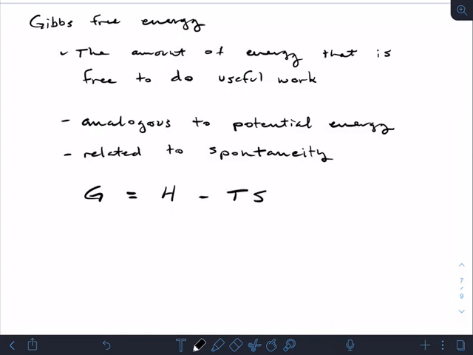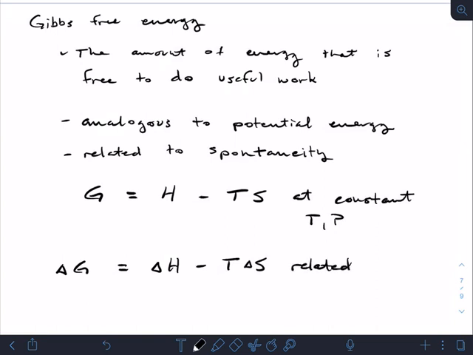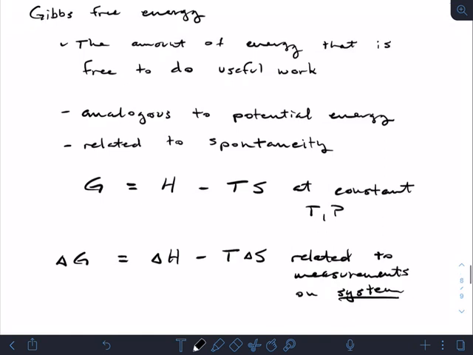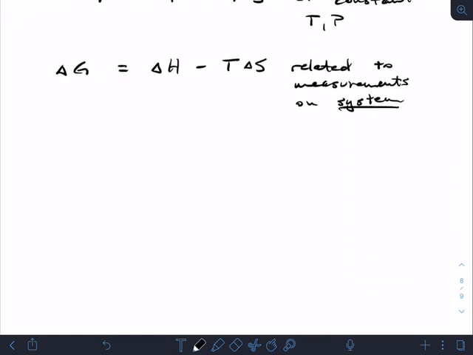Now we have an equation. Gibbs free energy has a very logical symbol of G, and it's related to enthalpy, temperature, and entropy. This is all done at constant temperature and pressure. When I want to talk about a change in Gibbs free energy, all I have to do is put a bunch of deltas in there. Delta G equals delta H minus T delta S. This is all related to measurements on the system itself. It's important to keep that in mind: we're focusing on the system with this.